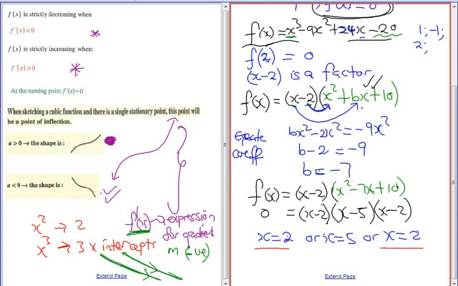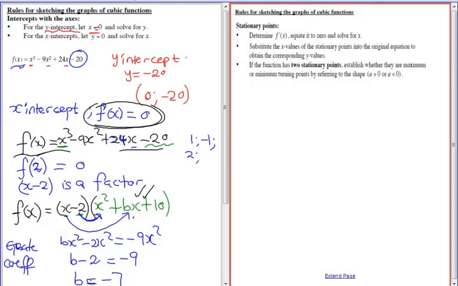Then let's go and figure out what else I want you to be able to do. I want you to be able to get the turning points of this cubic function. And this is what you do. For turning points, or for stationary points of a function, all you need to do is to find the first derivative, and equate that one to 0.